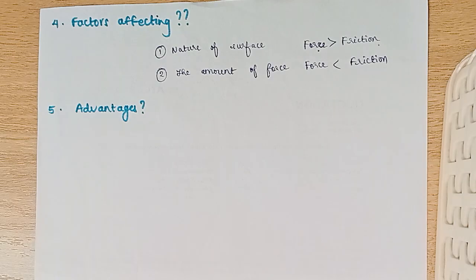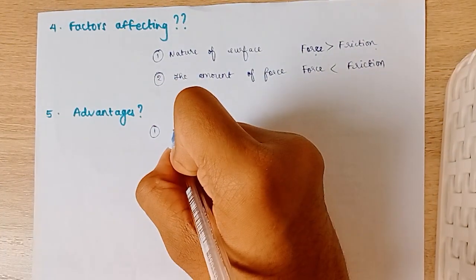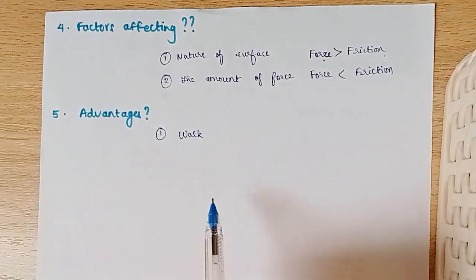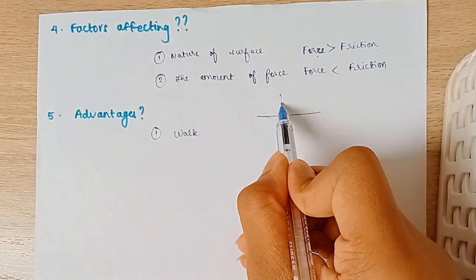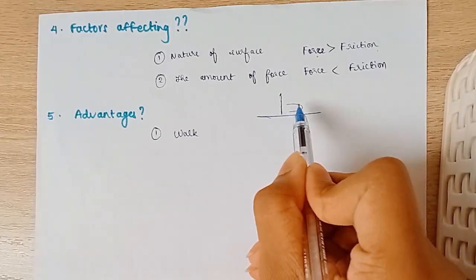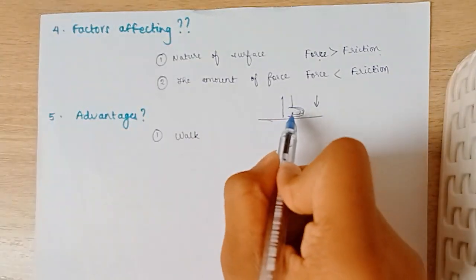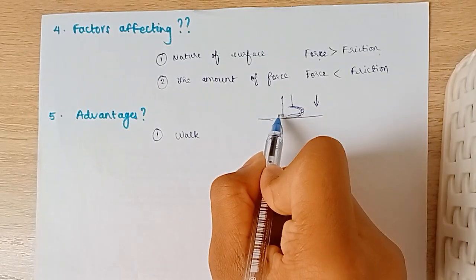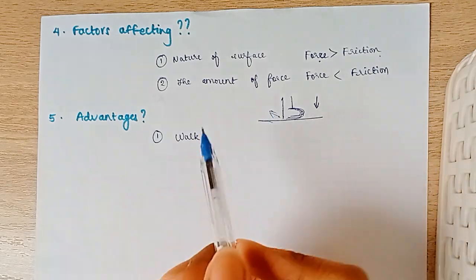Now, what are the advantages of friction? Friction helps us to walk. So while walking, we exert a force on the ground. If this is our leg, we exert a force towards the ground, and friction. Now, when we walk, friction helps in us not slipping. That is the reason why we don't slip.